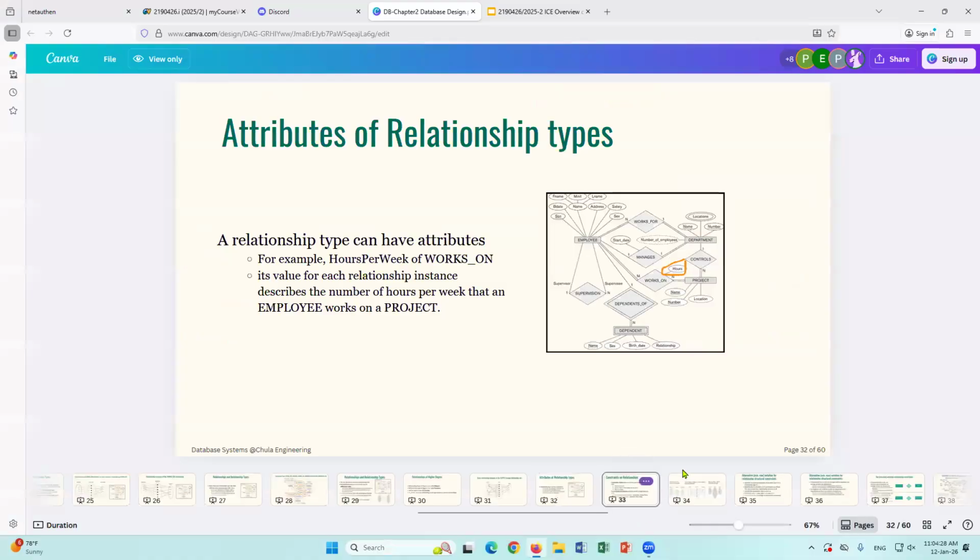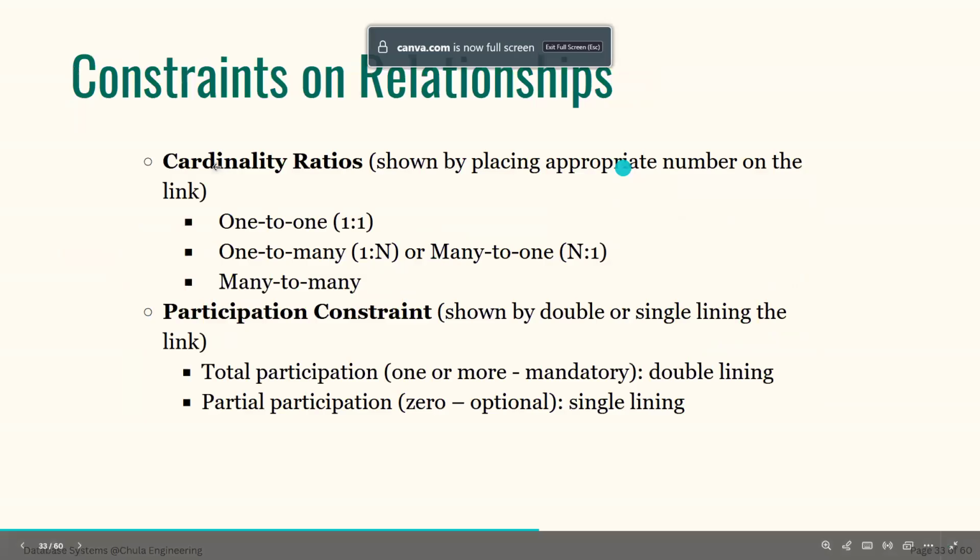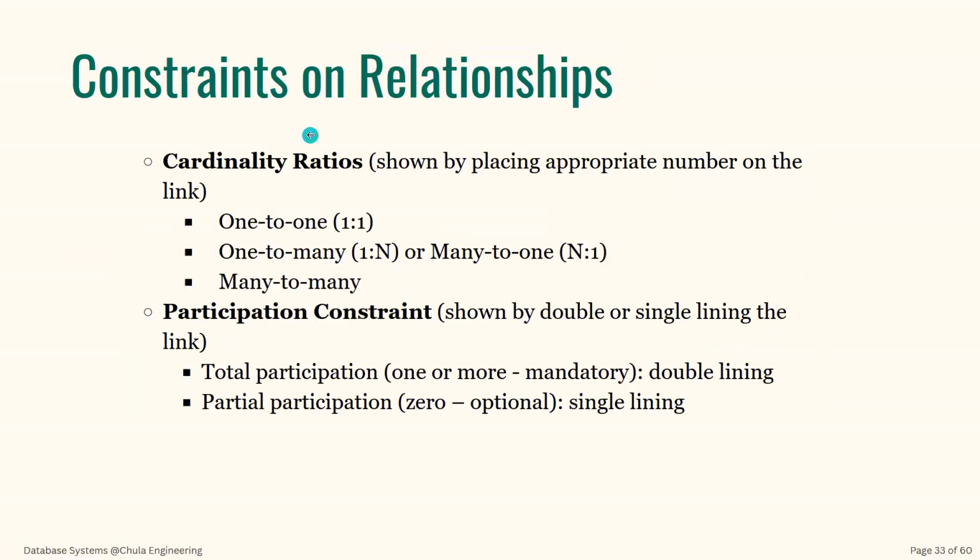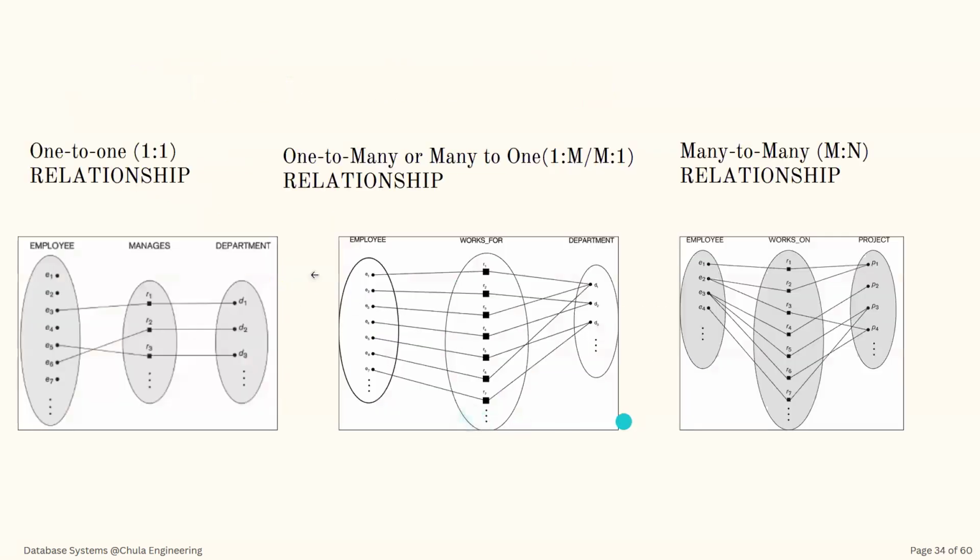I'm not going to write much, otherwise I have to do this all the time. We talk about the cardinality ratio, which is one to one, one to many, and many to many. I'd like to expand a little bit on that. We also talk about the participation constraint. If total participation is a double line, the one that is not total is called partial. When we talk about total participation, it is mandatory: you have to have at least one set of data from that relationship. But if it is partial participation, it could be zero, it is optional.